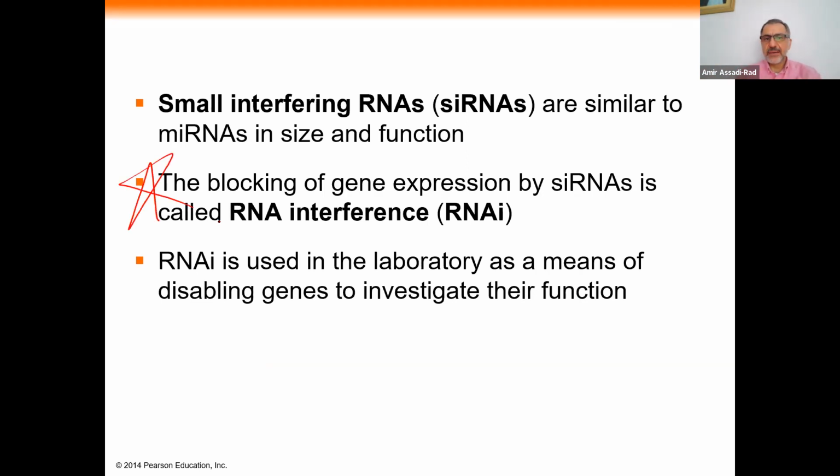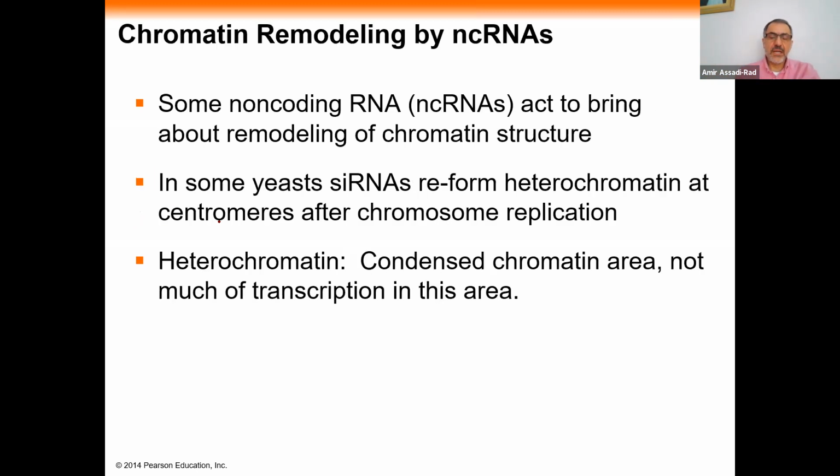RNAi is used in the laboratory as a means of disabling genes and investigating their functions. Scientists use that if they want to see the expression of other genes. They block some genes, for example when they do not want to see this protein molecule in the bacteria that it is making. So they block them with that RNAi.